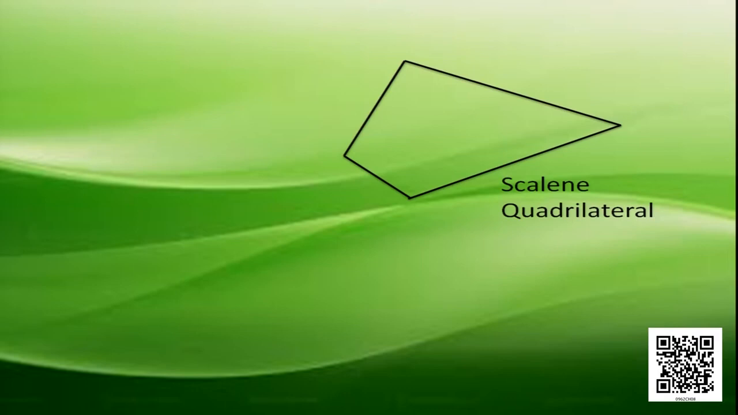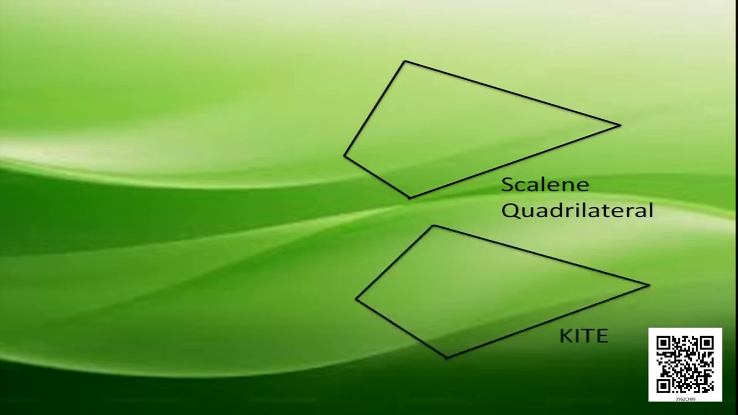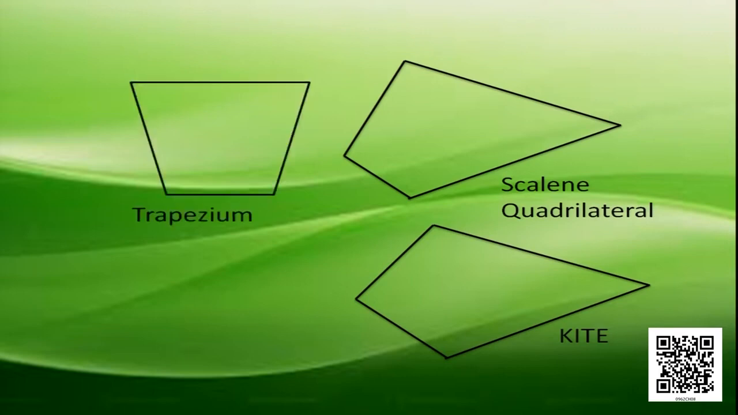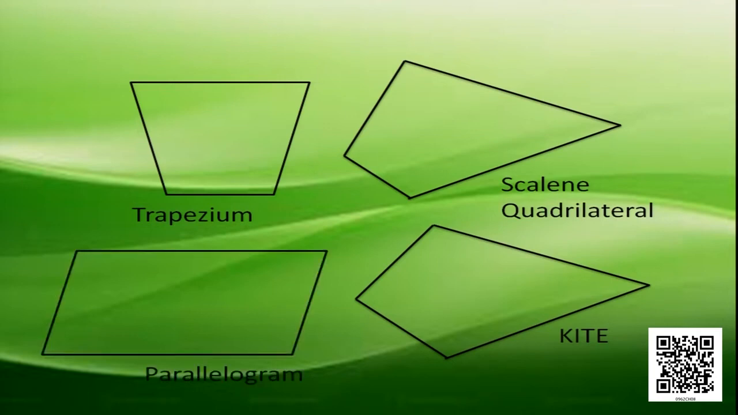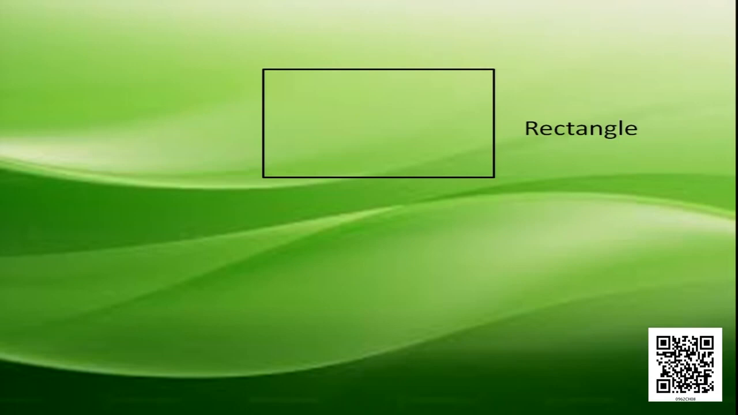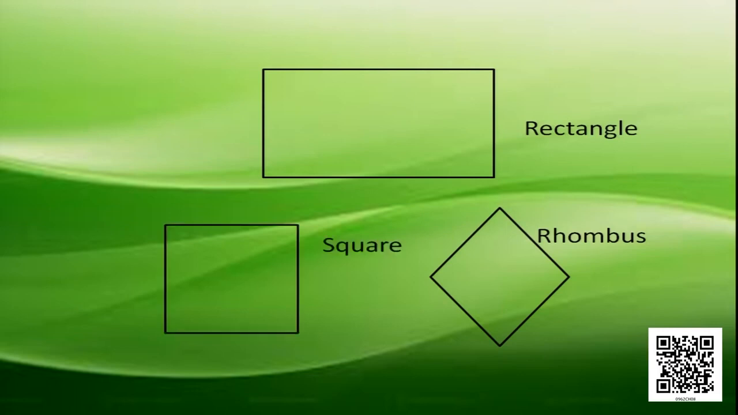Let's see what types of figures we can have in quadrilaterals. Here is a figure, this is called a scalene quadrilateral, and this type of figure, as we know, is a kite. This type of figure is a trapezium. Here it is a parallelogram, and now this is a rectangle, and this is a rhombus, and this is a square. So these are the various quadrilaterals we come across in geometry. Now before going to discuss the definitions of these types, let's discuss the angle sum property of a quadrilateral.